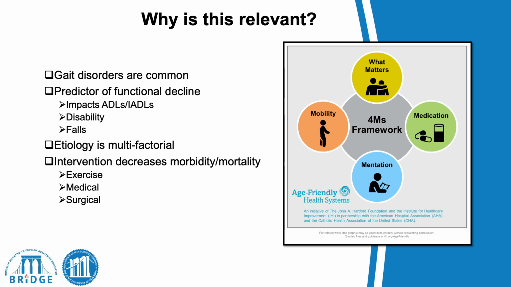This is relevant because gait disorders are common in older adults. This is relevant because gait disorders are a predictor of functional decline. This is relevant because functional decline clearly impacts ADLs and IADLs. Functional decline also correlates with disability and falls.